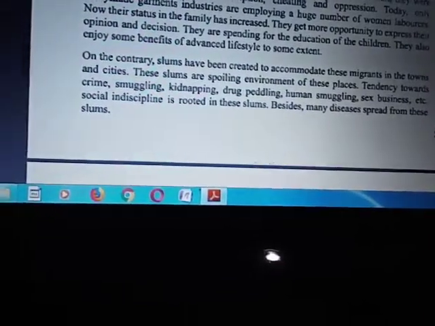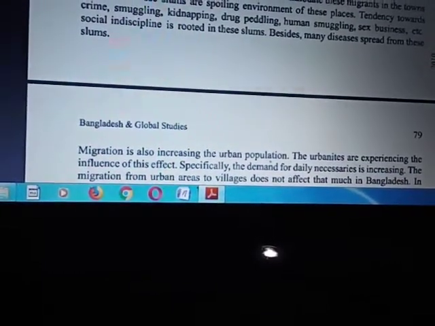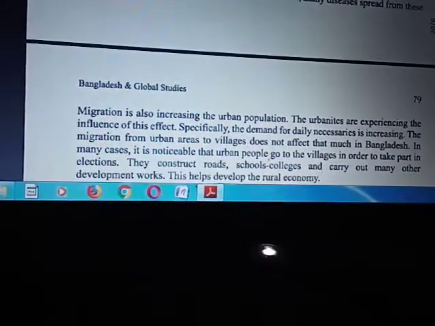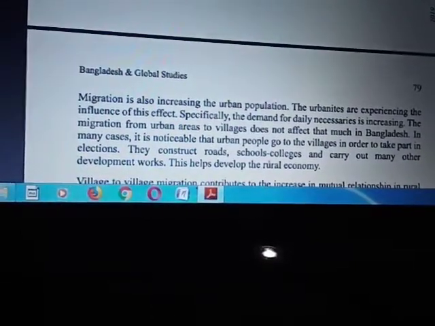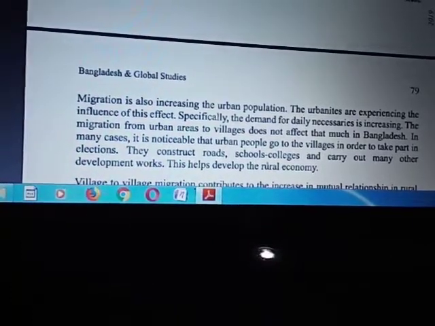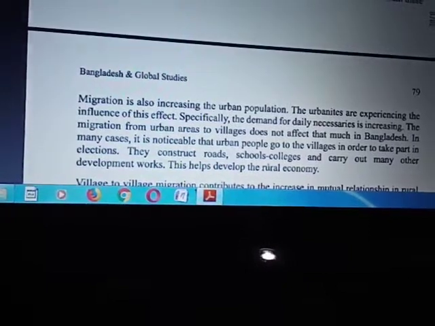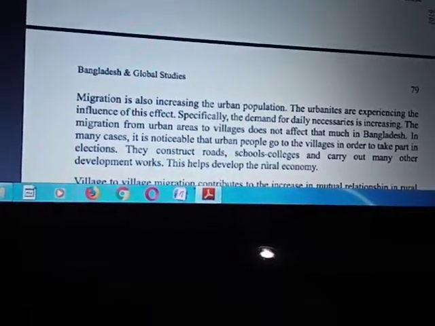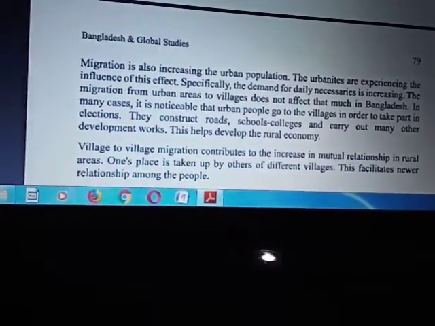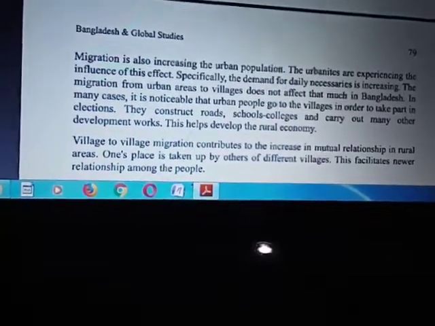On the contrary, slums have been created to accommodate these migrants in the towns and cities. These slums are spoiling the environment of these places, with a tendency towards crime, smuggling, kidnapping, drug peddling, human smuggling, and sex business. Social indiscipline is rooted in these slums. Besides, many diseases spread from these slums.